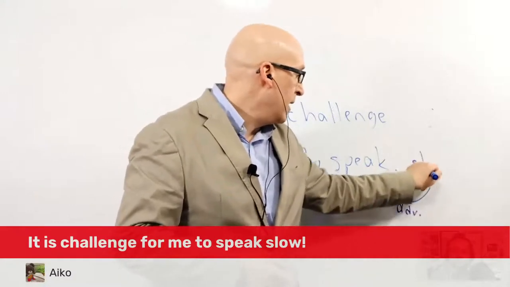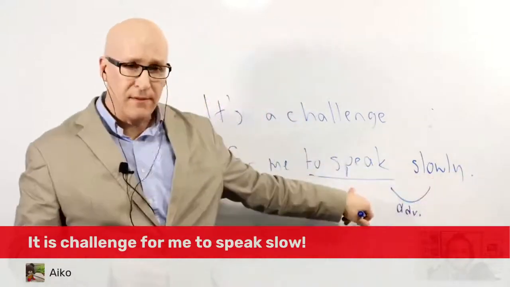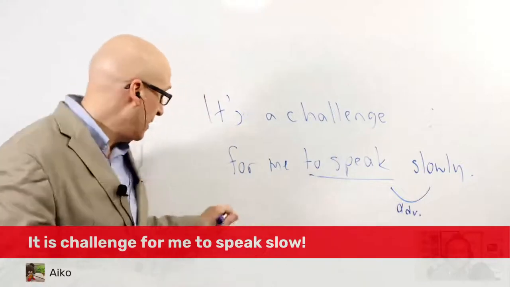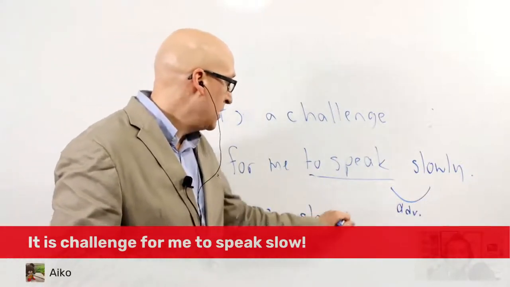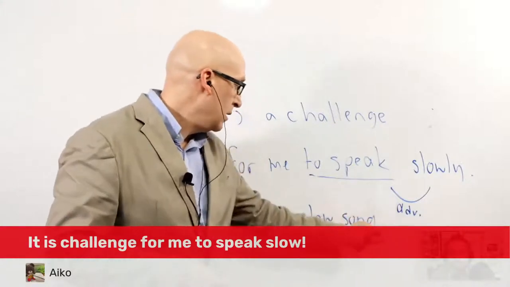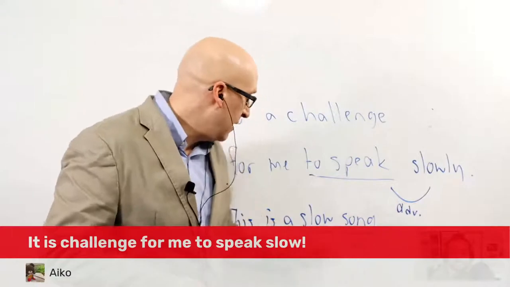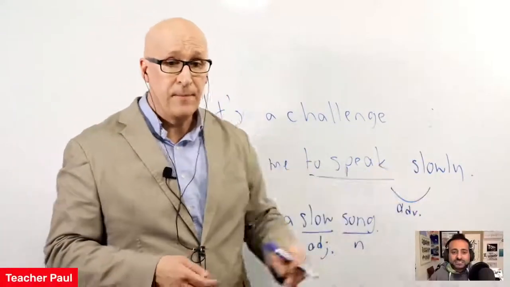And the adverb is slowly, because it's modifying the verb. That's not a noun. Slow is an adjective, right? This is a slow song. Let it go, let it go. I'm not going to sing, sorry. Right. No, it's a slow song. That's a noun. That's an adjective. Yeah. But here you're modifying the verb, so it should be slowly.